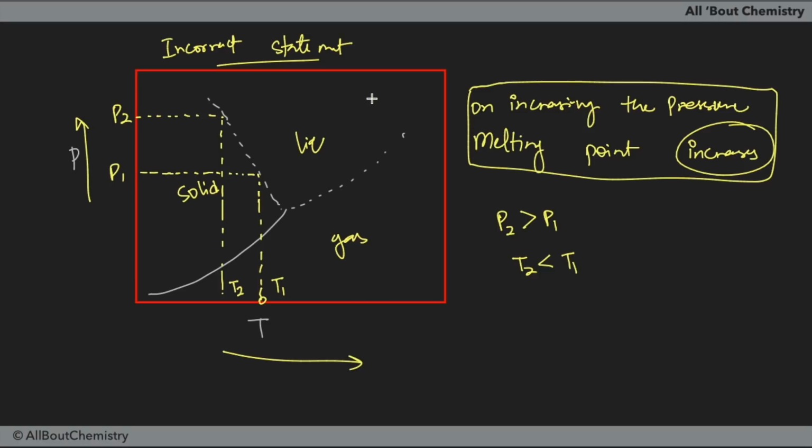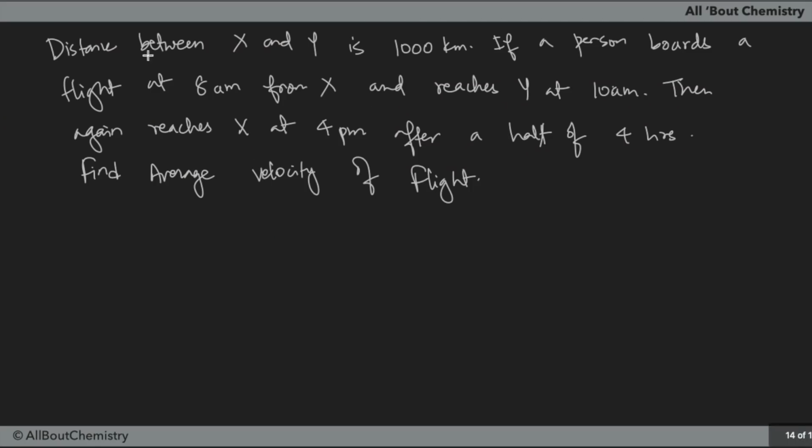Okay, let's take the next one. All right, this was again asked on a speed and time based question. It says that the distance between x and y is 1000 kilometers. If a person boards a flight at 8 a.m.